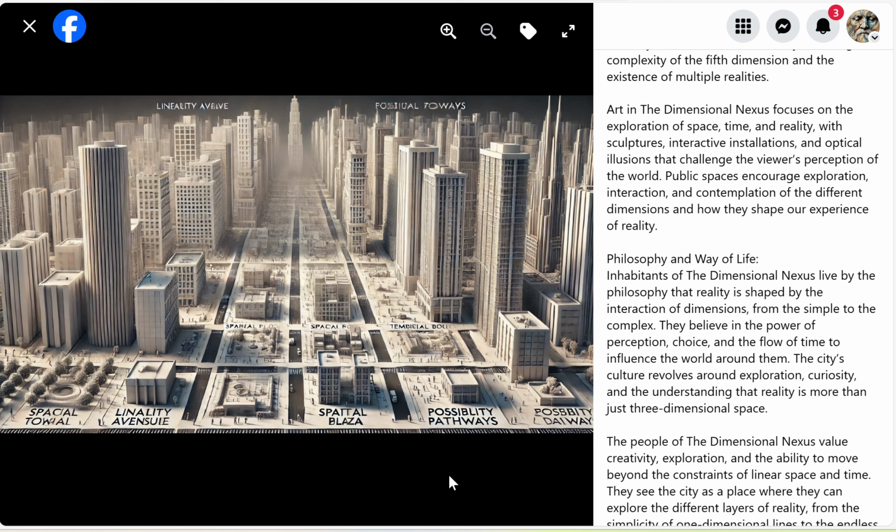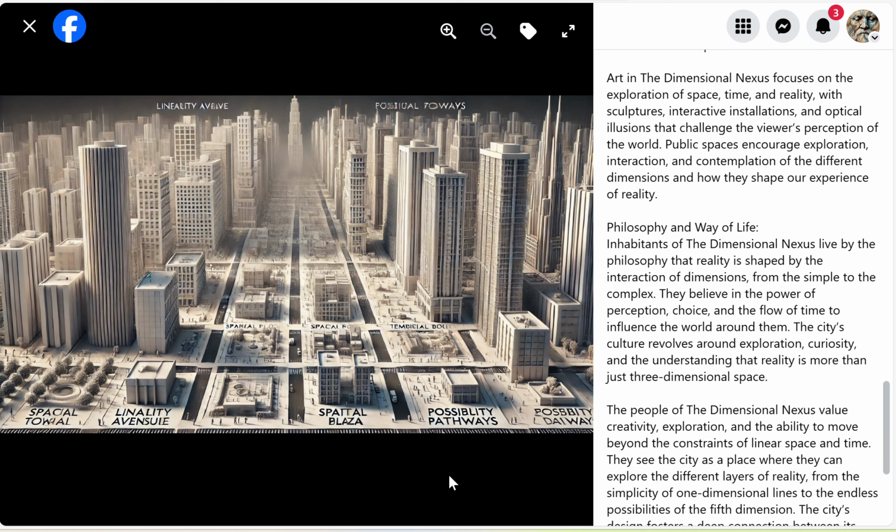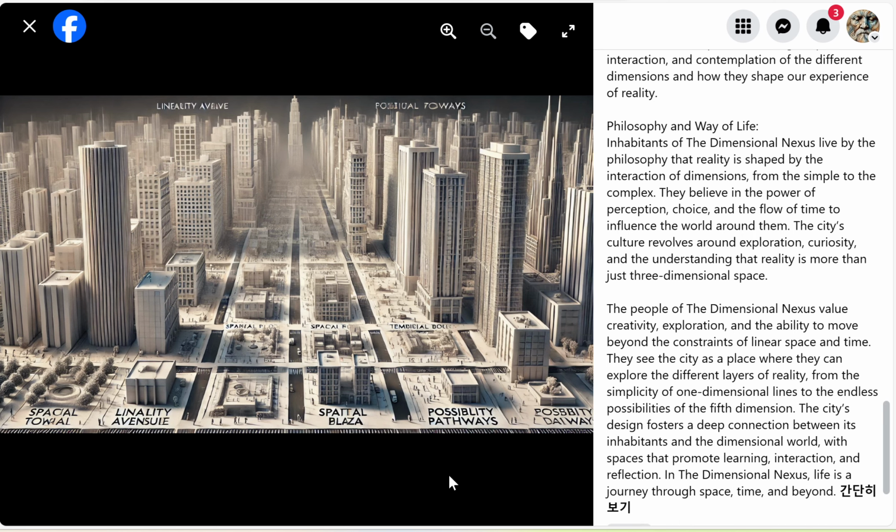The citizens of the dimensional nexus live by a philosophy that explores the interplay between dimensions, recognizing the fluidity and complexity of reality. For them, life is not restricted to a linear path. Choices, time, and perception weave together to shape their experiences.